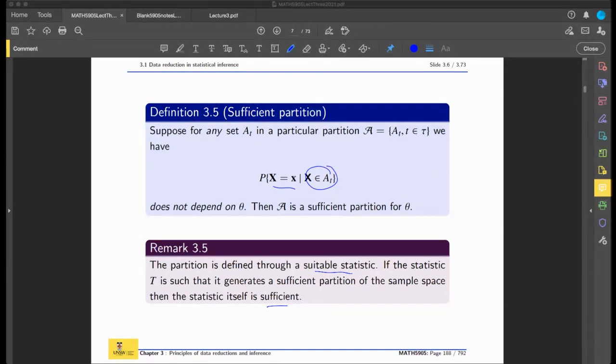What we spoke about were these sufficient partitions, which we defined as those such that the probability of the sample taking the particular values x equals x, given that I'm in a partition A_t, does not depend on theta. Essentially, it says that once I know I'm in a particular set of my partition, the actual values of x don't tell me any additional information about theta. It's all contained in my sufficient partition. And we usually define these partitions through a suitable statistic.